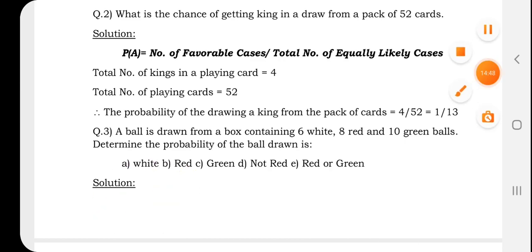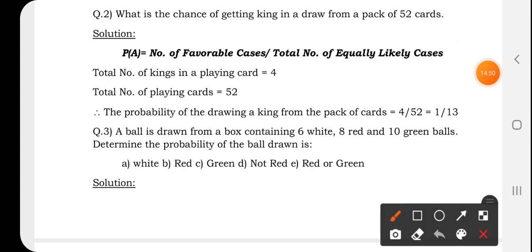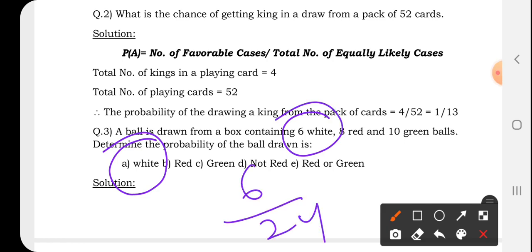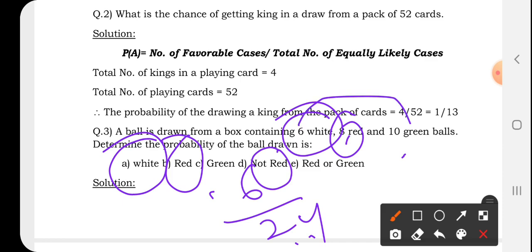So what we are going to see here is the first question: what is the probability that the ball drawn is white? So how many white balls are there? 6. 6 by 24. You have to write in sentence. How many red balls are there? 8 by 24. How many green balls? 10 by 24. Not red. Not red means what? Excluding red, you have to write the remaining, white and green. These two you have to take.